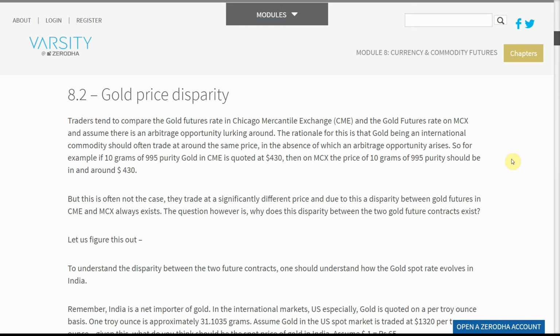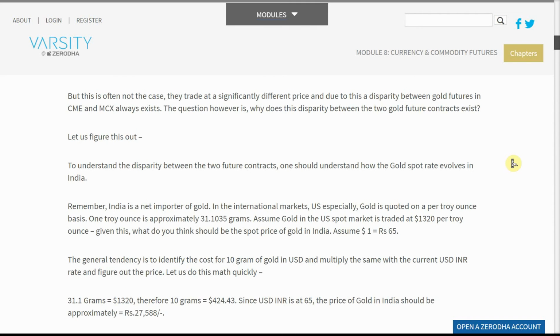To understand the disparity between the two futures contracts, one should understand how the gold spot rate evolves in India. Remember, India is a net importer of gold. In the international markets, US especially, gold is quoted on a per troy ounce basis. 1 troy ounce is approximately 31.1035 grams. Assume gold in the US spot market is traded at $1,320 per troy ounce. Given this, what do you think should be the spot price of gold in India? Assume $1 equals 65 rupees.